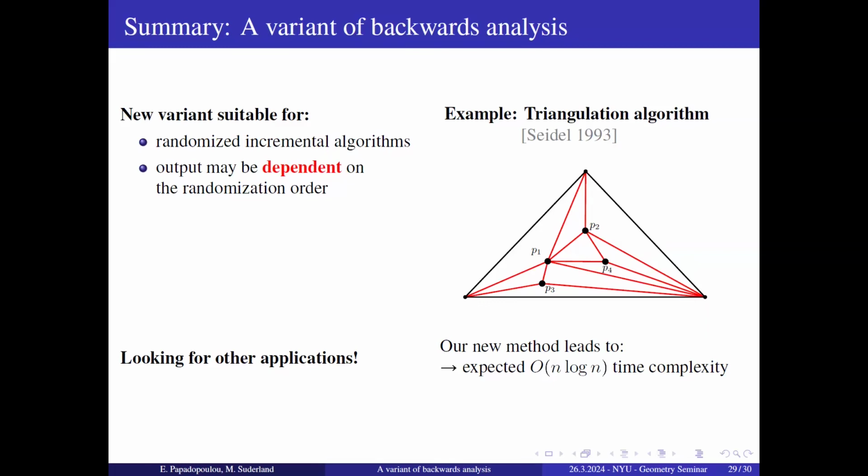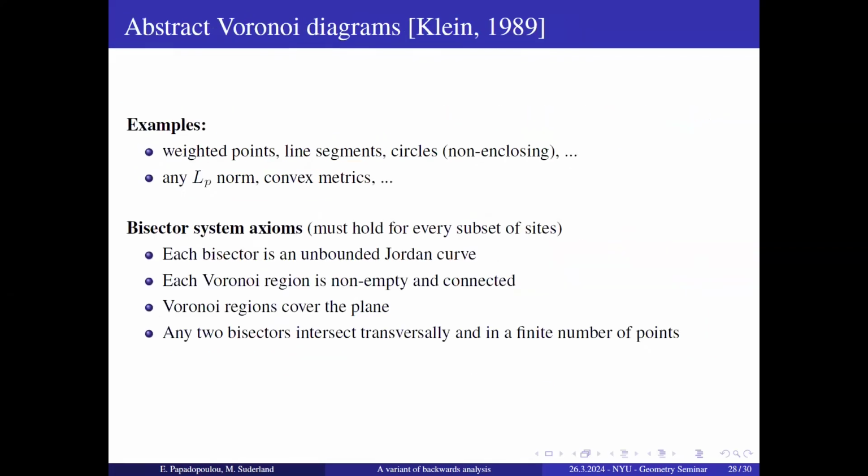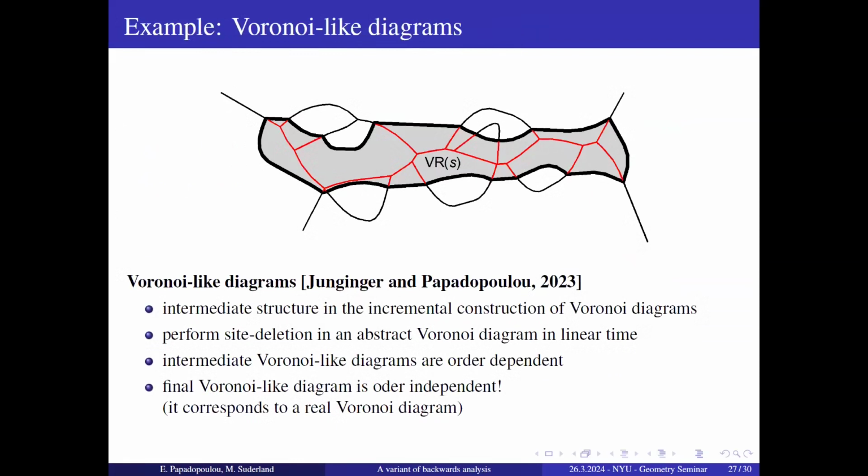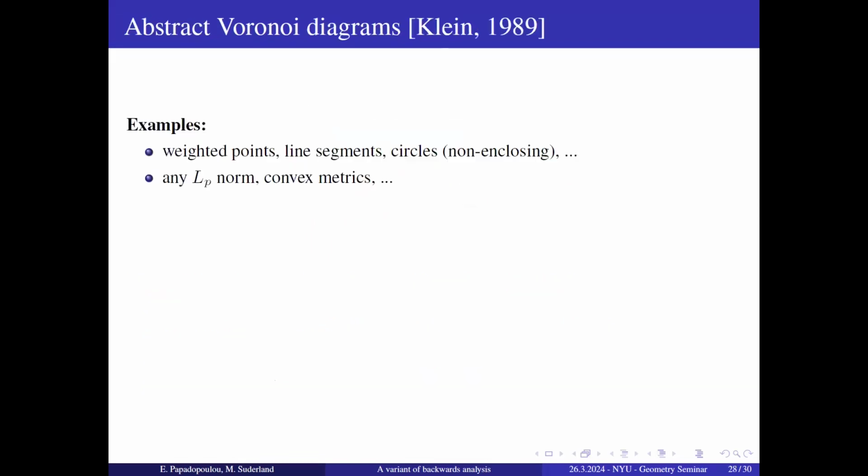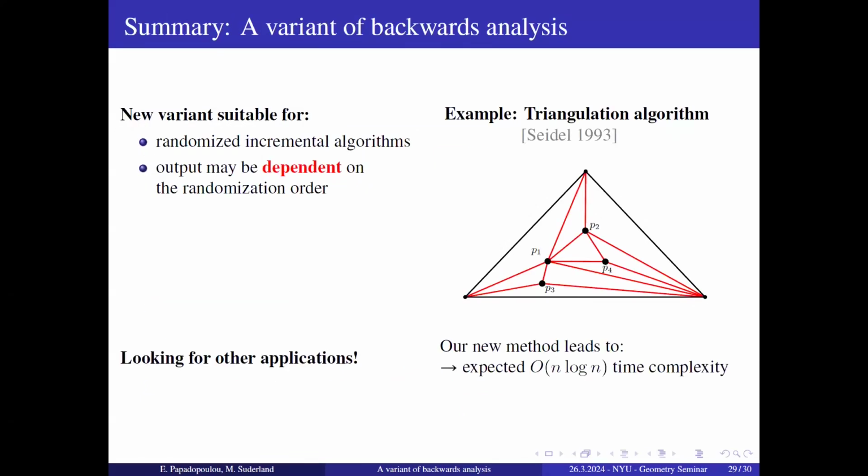I thought your abstract said something about higher dimensional diagrams. That this technique will apply then. Did I read the abstract wrongly? I thought I saw something about high dimensional. For the abstract Warner diagrams, this work is done for 2D. But this variant of backwards analysis can be used also for analyzing the running time of this triangulation algorithm in higher dimensions as well. So I've shown you all the pictures now in 2D, but that applies for any fixed dimension.